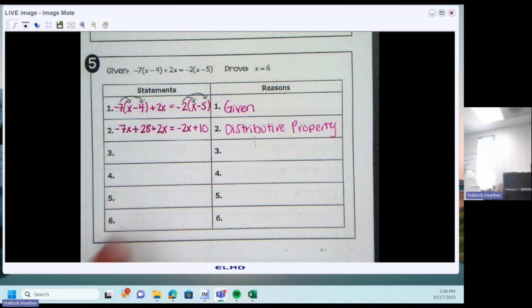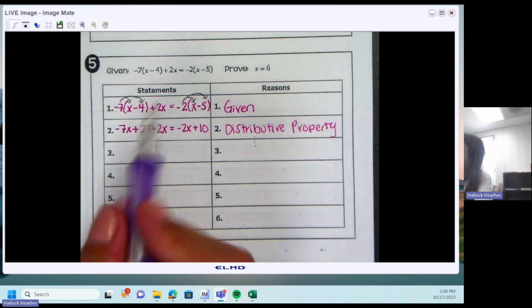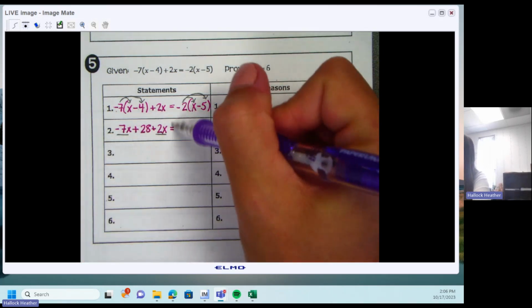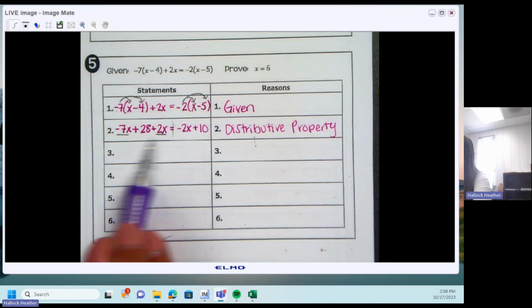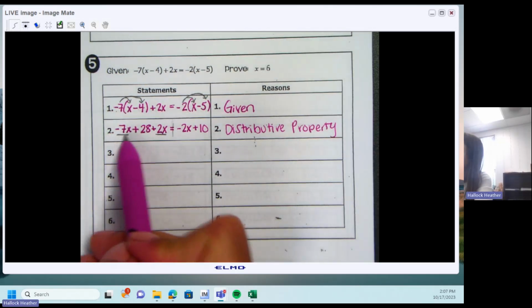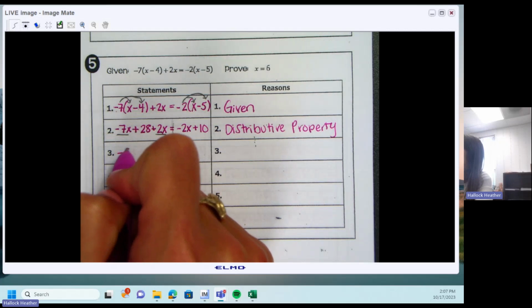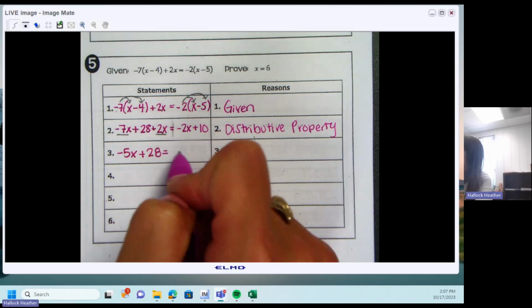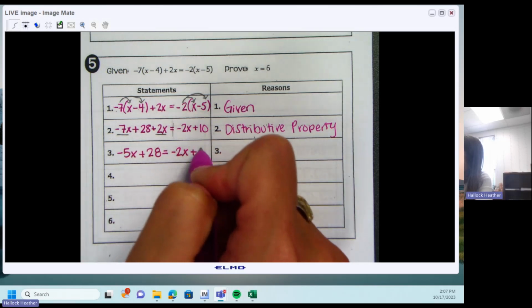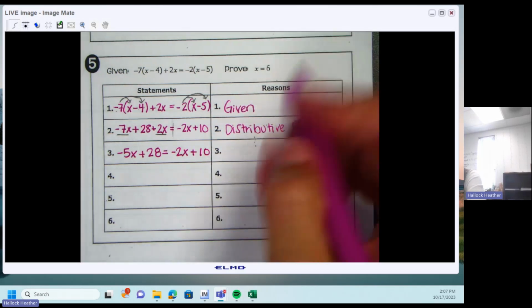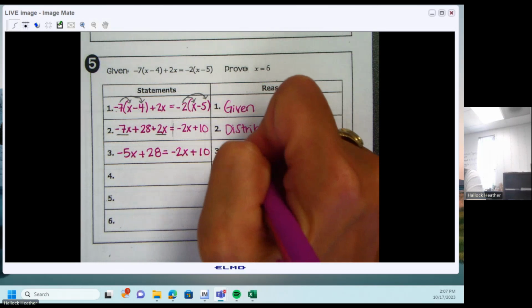So the proper way, the next step that I should do is actually combine -7x and 2x together because they're on the same side of the equal sign. They're both on the left side. I would combine like terms to simplify my problem. So if I combine -7 and +2, that makes -5x plus 28 equals -2x plus 10. The step for that is literally, you could say simplify, or you could say combine like terms.